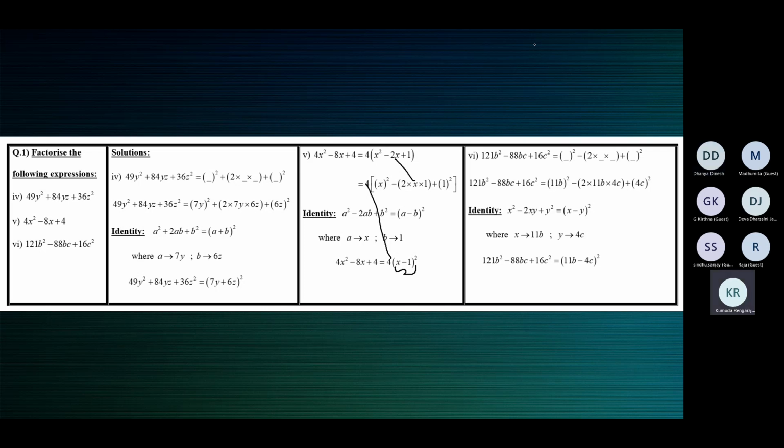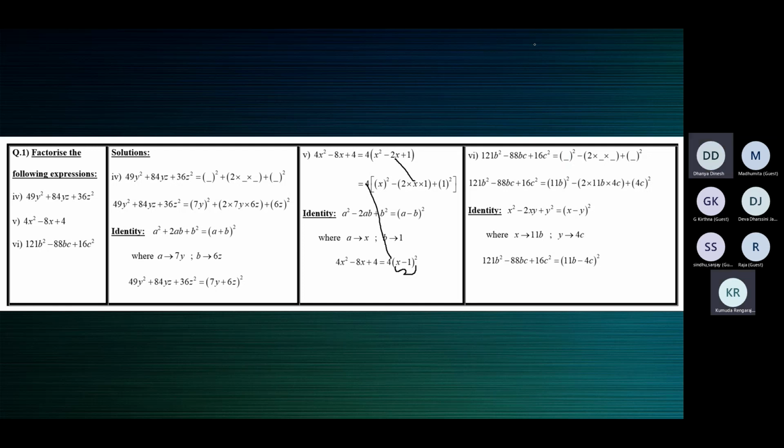Very good. How can you write 121b square as x the whole square? It's not 11b square, it's 11b the whole square. Yes, ma'am. And 16c square can be written as a perfect square as 4c the whole square, because 4 into 4 is 16 and c into c is c square. What is x from this?